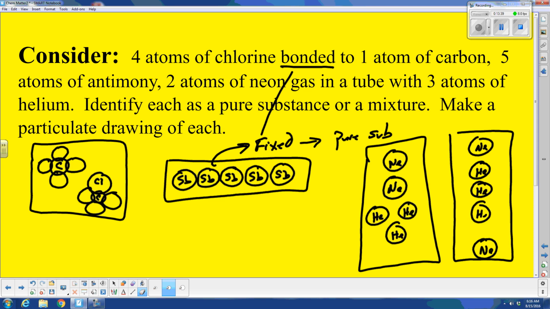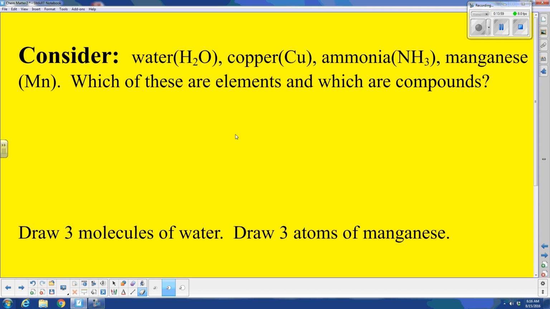So would you say that this is fixed? And the answer is, well, if I could do it this way, no, it's not fixed. So this would represent a mixture. And I'd accept either one of these as your particulate drawing. Great. Moving on. Next, let's consider water, copper, ammonia, manganese. Which of these are elements and which are compounds?